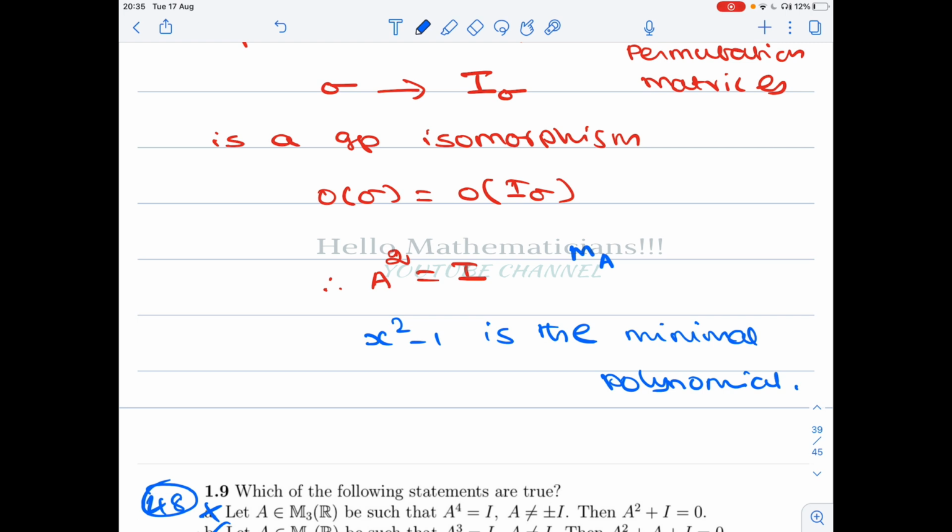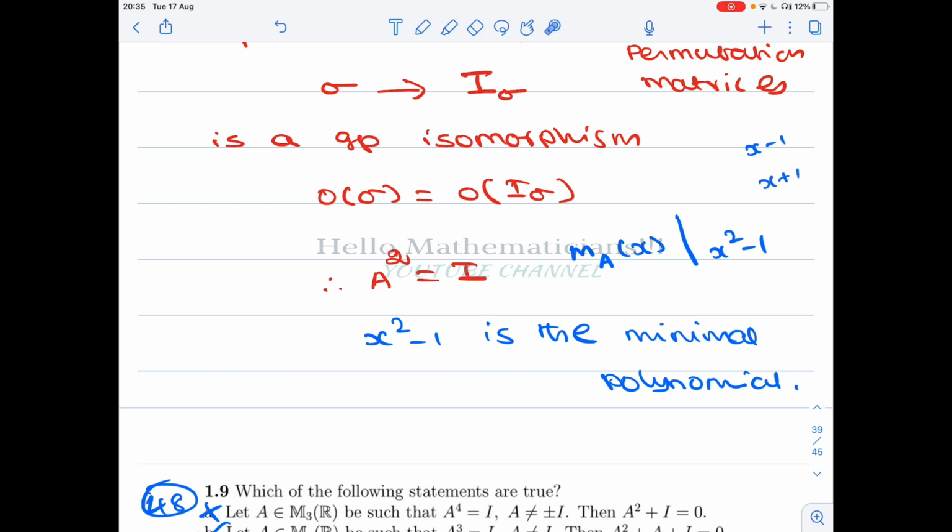Therefore, a satisfies x square minus 1. Therefore, the minimal polynomial of a should divide x square minus 1. But why should the minimal polynomial be equal to x square minus 1? Because the divisors of x square minus 1 are x minus 1 and x plus 1.